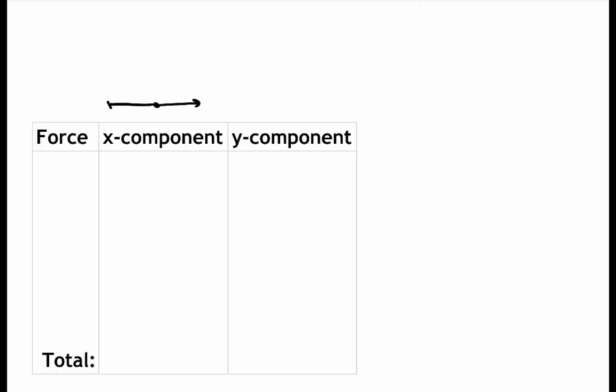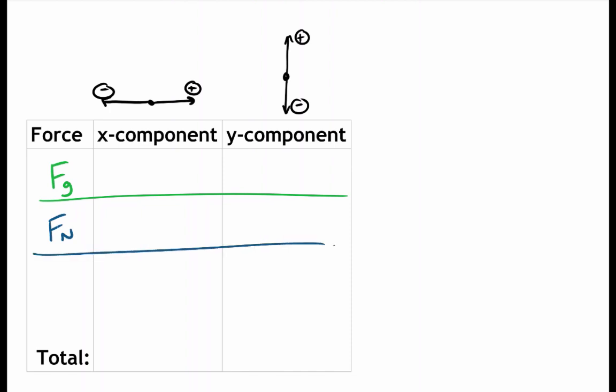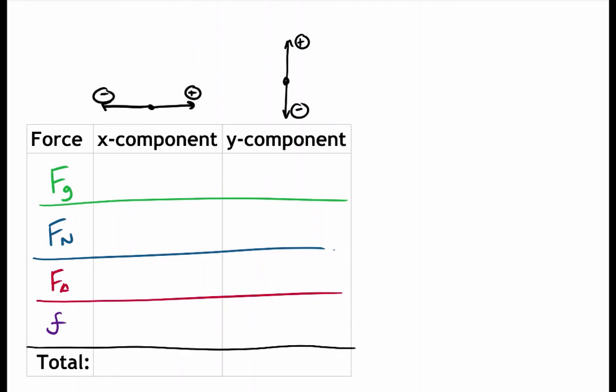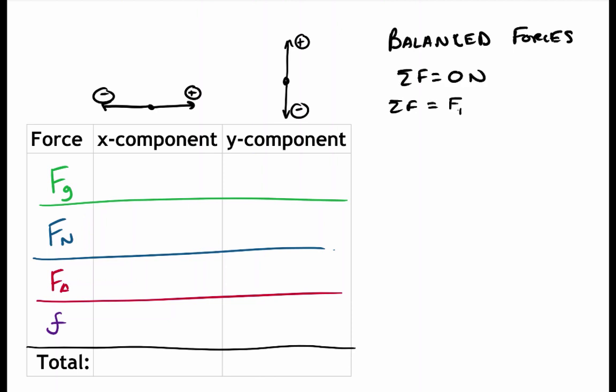Remember that the x direction is horizontal, with right representing the positive direction and left being the negative. The y direction is vertical, with up being positive and down being negative. Let's first fill out the forces we know. We know there's a force of gravity. We know there's a normal force, an applied force, and a force of friction. The forces are balanced, which means the net force is 0. Because we have two directions, we have to include both the horizontal net force and the vertical net force. So the net force in the y direction is 0 newtons, and the net force in the x direction is 0 newtons.